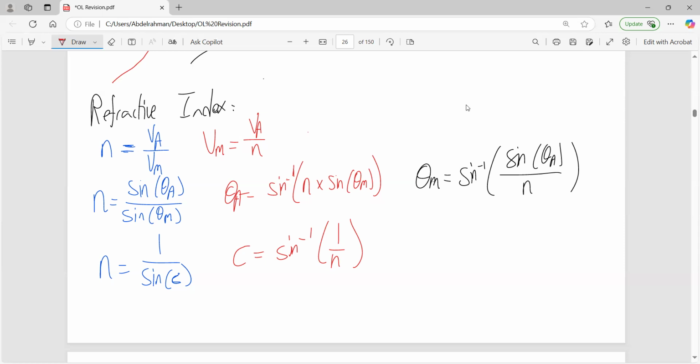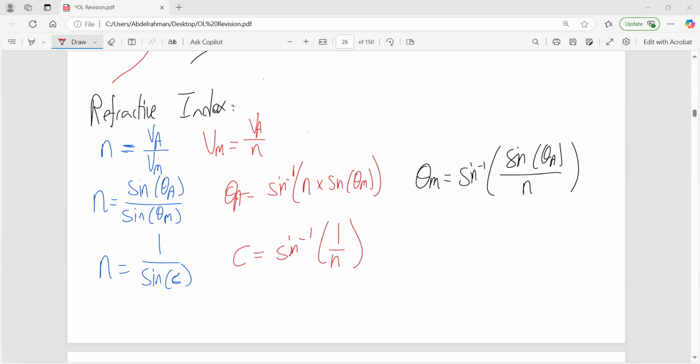Okay, this was a quick recap of reflection and refraction. Let's solve a couple of questions regarding these topics. We can open up our classified questions. Paper 4, part 2.